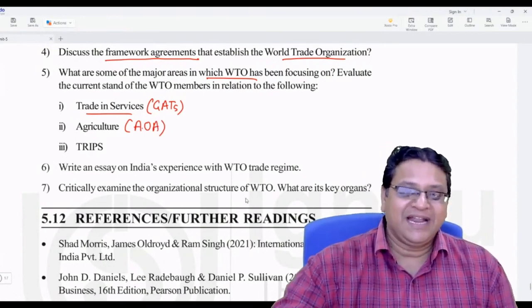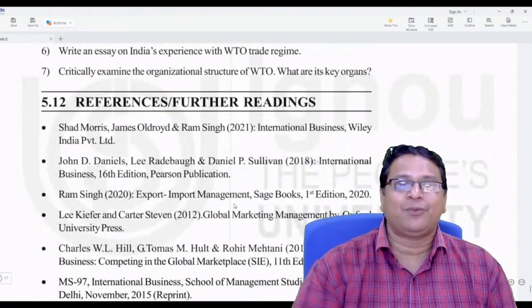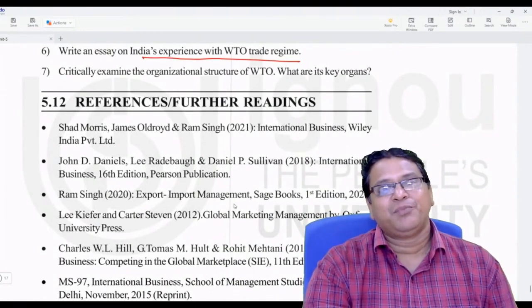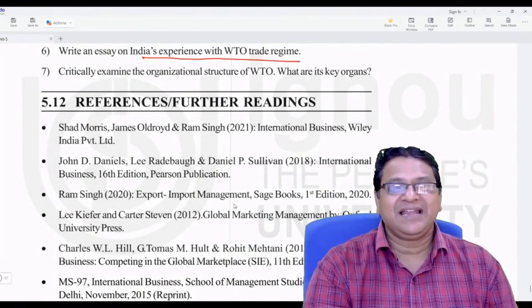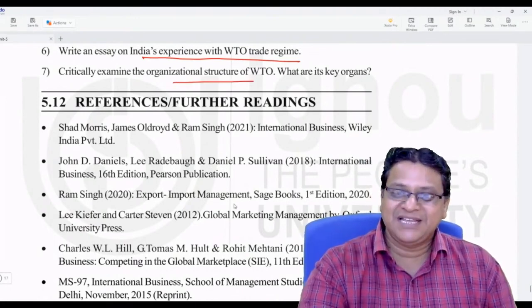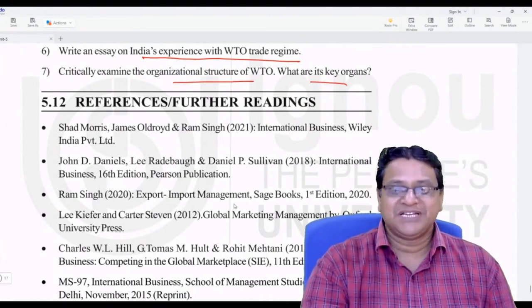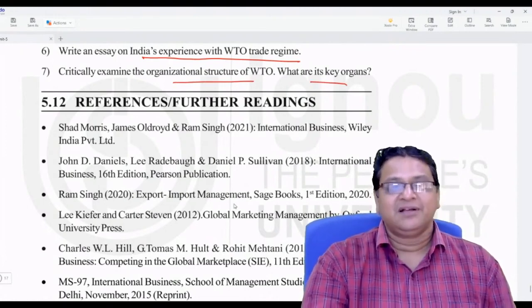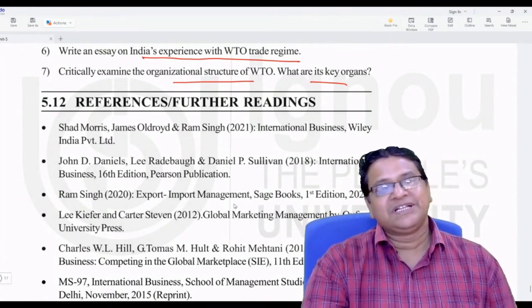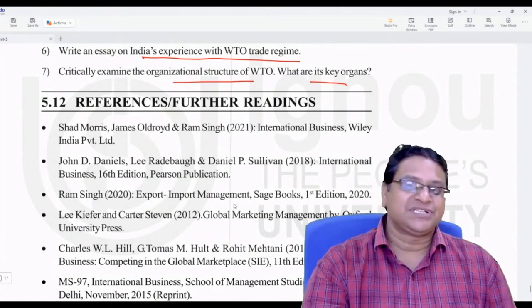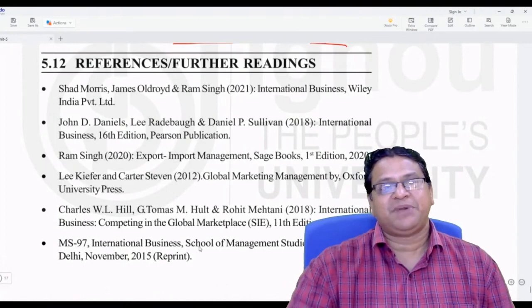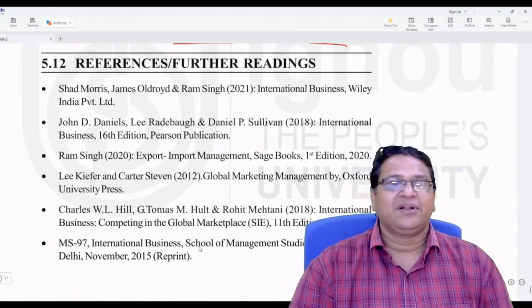Next one is write an essay on the Indian experience on WTO regime. India has gained a lot, we have discussed, under the post-WTO regime. And critically examine the organizational structure of WTO. We have discussed what are its key organs. We have already discussed it: ministerial conference, general council, the goods council, services council, the review board, all these things, then secretariat, all these things we have discussed. And at last, I am giving some reference material for further reading under WTO.